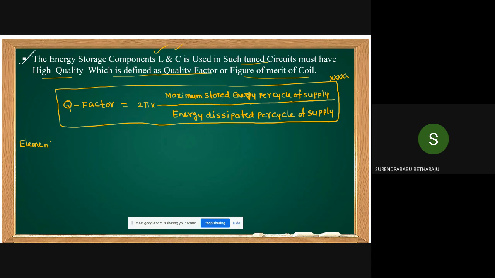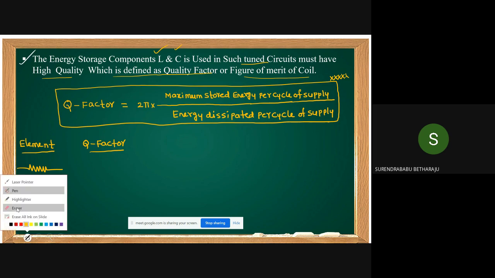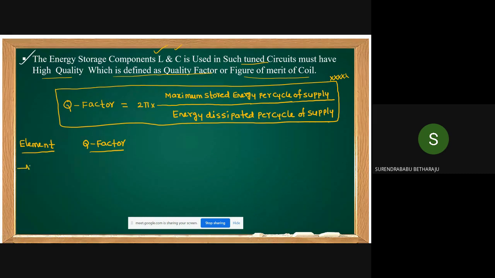Element and Q factor. Students, if you take a pure resistor, what is the quality factor? There is no energy storage. A resistor is a dissipating element. Completely, energy is dissipated. The quality factor equals 0.